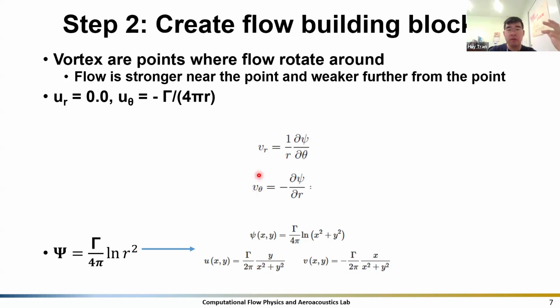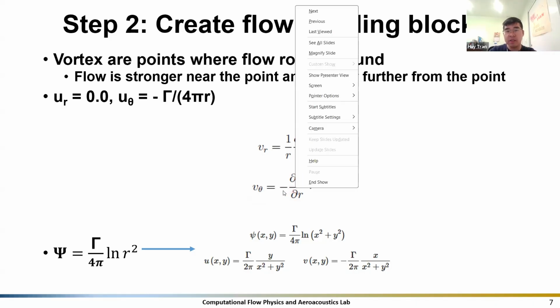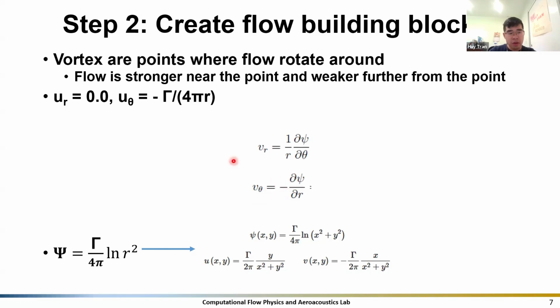Now, with u theta, we have a term here. It's negative gamma divided by 4 pi r. Therefore, we do, I think it's a separation of variables, to integrate our answers. And when we do so, you're going to obtain a psi value of gamma over 4 pi times the natural log of r squared.